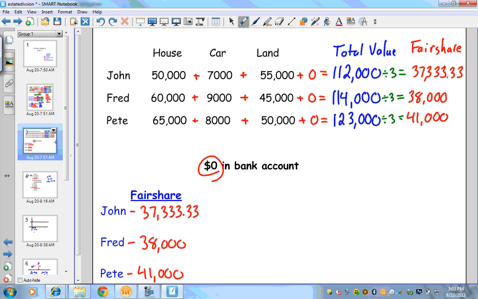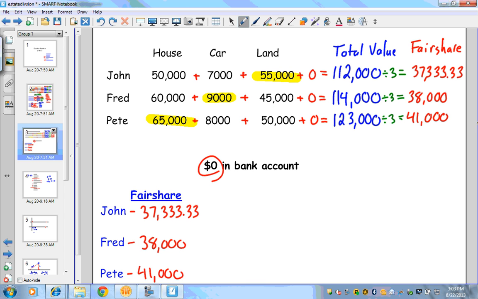We have a house, car, and some land that is in an estate that needs to be evenly divided between Fred, John, and Pete. Now, we already have our fair share from video 1. So our next step would be to subtract the fair share from the item that was purchased by whoever had the highest bid for each item. So going back to our table here, Pete ended up winning the house, Fred ended up winning the car, and John ended up winning the land.